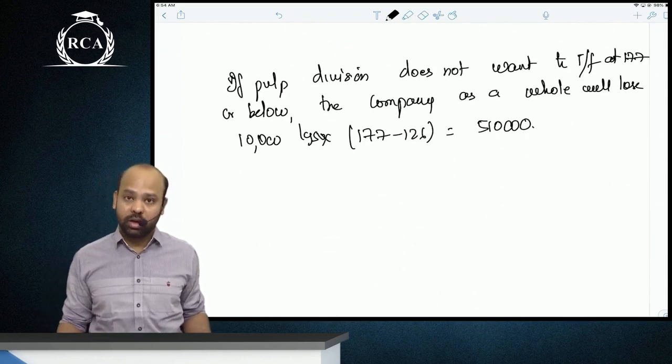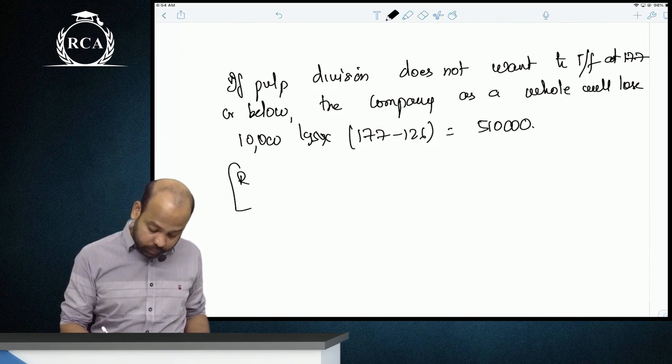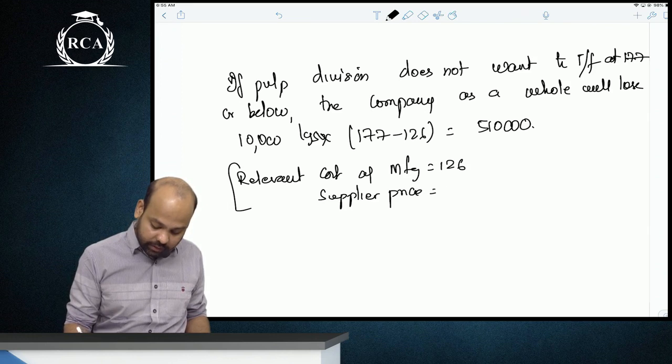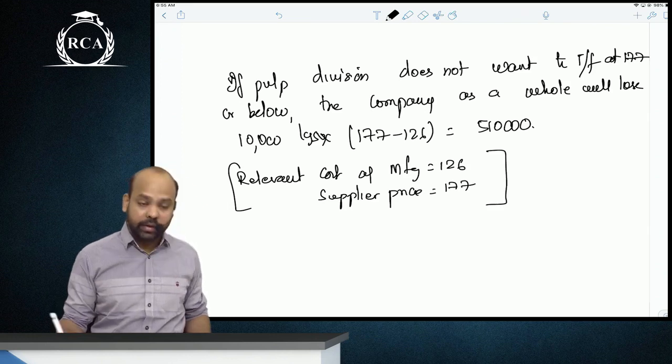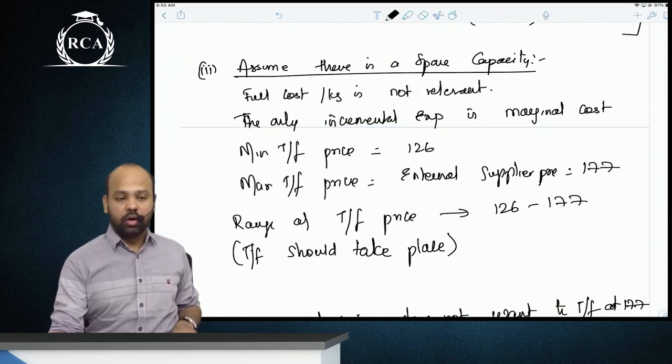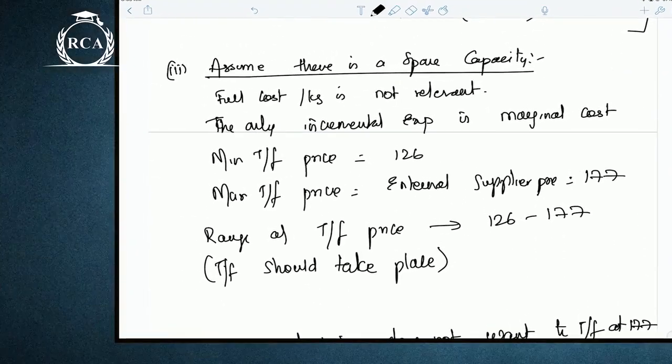I hope you're all clear about this. Just for your understanding, I will add this statement: the relevant cost of manufacturing is 126, whereas your supplier price is 177. Understood? Yes, sir. Please make a note of it, all of you. Everyone copy it quickly.